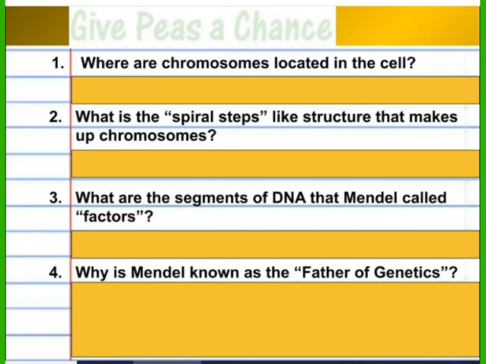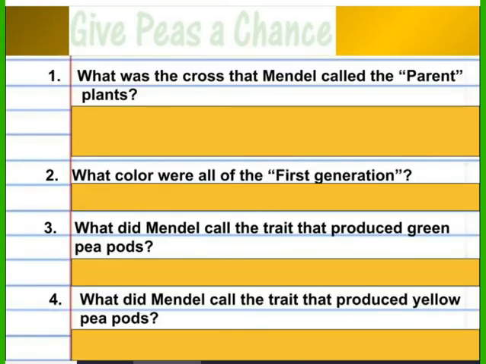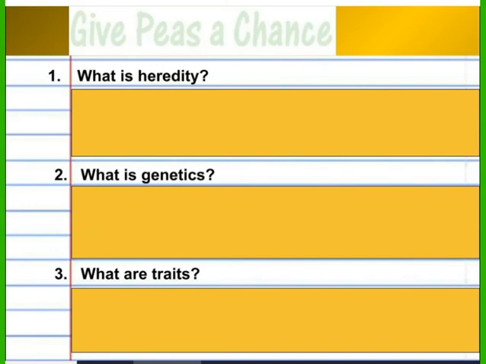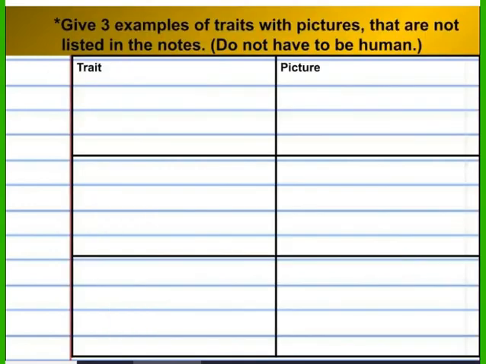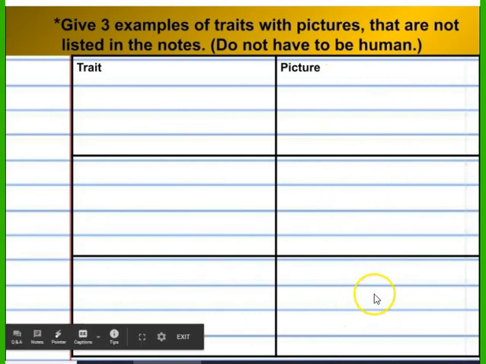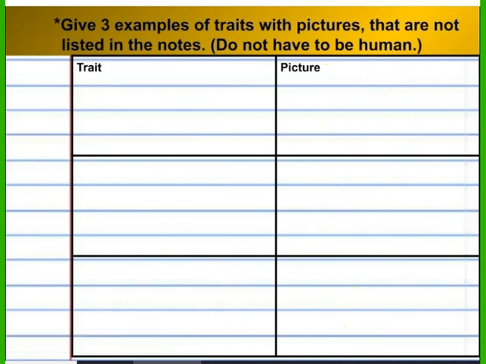All right, then you have some slides, some stuff to answer about some of those first couple of slides. Where are those chromosomes located? What are the segments of the DNA that Mendel called factors? So you should be getting those. Another slide with some questions. One more with questions. And then I want you to give me 3 examples of traits with pictures that are not listed in the notes. And they don't have to be human. So type in whatever the trait is that you want to use, and then give me a picture here. Find some on Google or whatever, copy them and paste them in this place, make them small so that they'll fit in that space. That's what I want you to do with those.